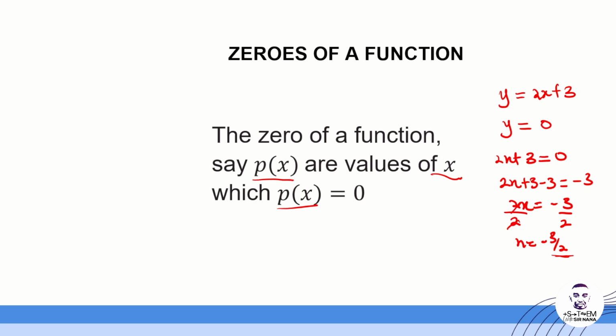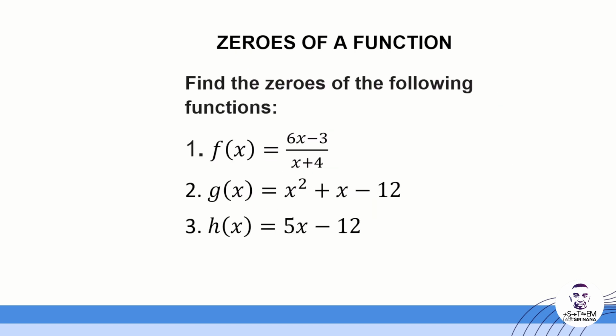So now that we have looked at the zero of a function, let's consider some questions on solving for the zeros of a function. It says find the zeros of the following functions. The first function is f of x equal to 6x minus 3 all over x plus 4. The second one is the quadratic function g of x, which is equal to x squared plus x minus 12. And then we also have a function h of x, which is equal to 5x minus 12. Now let's look at how we can find the zeros of these functions.